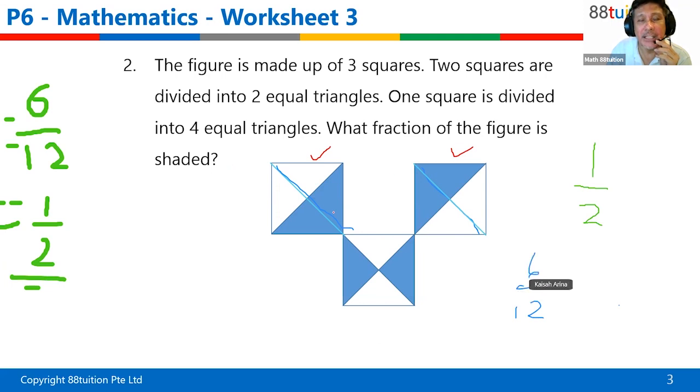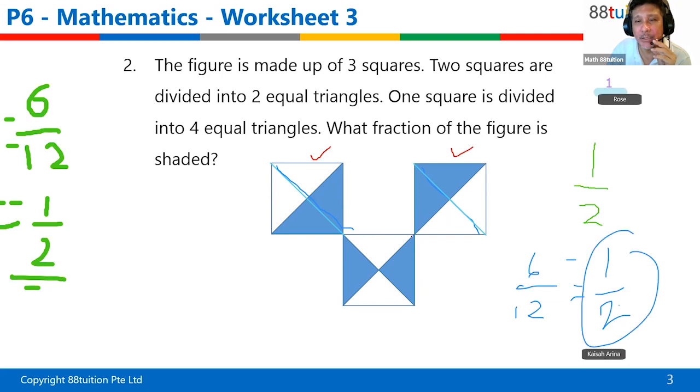So each square is now cut into 4 triangles. Therefore, the 3 squares, you have a total of 12 triangles. And if we're asking for what fraction of the figure, so of the whole figure, so 12 is the denominator. I can see 12 as a denominator, right? And then it's shaded. So now that we have cut them, you can count and you can see that there are 6 triangles that are shaded. Okay, so 6 triangles are shaded. Therefore, our answer is in the simplest form, half.